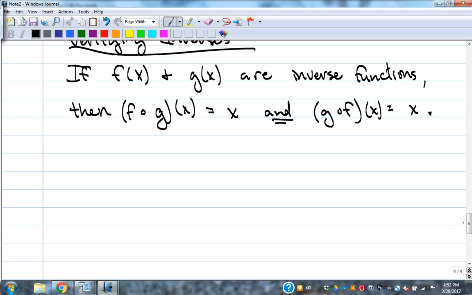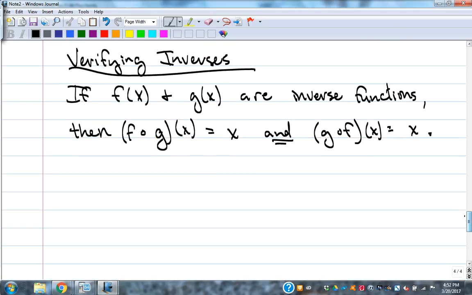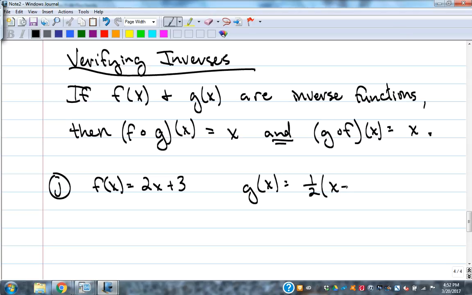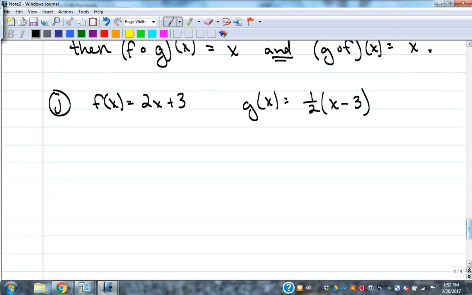So let's look at, I have no idea what letter I'm on, J. F of x is 2x plus 3, and g of x is 1/2 parentheses x minus 3. All right. We want to verify if these are inverses of one another. So we're going to do that composition in both directions.